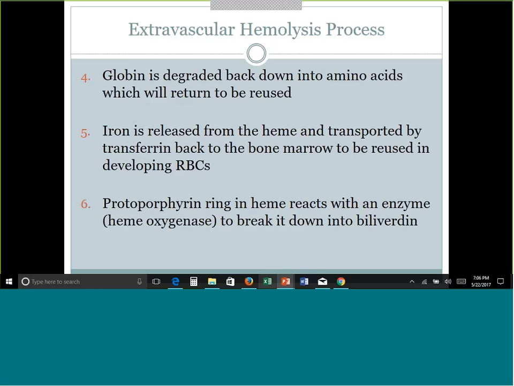Iron inside of the heme will get released, and then the iron will transport back to the bone marrow to be reused in new red cells. So we're going to reuse our iron. And then all you have left at this point is that protoporphyrin ring. Remember, that's the ring in which the iron was inside the middle before it went off. So we have to get rid of that ring that's left. What happens is that protoporphyrin ring will react with an enzyme called heme oxygenase and turn into biliverdin. Biliverdin is a green substance.